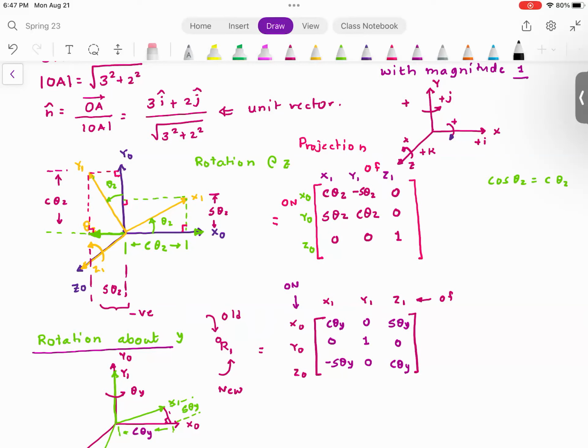So once again, before I proceed any further, even if you don't remember rotation about y, rotation about x, is everyone comfortable with rotation about z? Cosine theta, minus sine theta, sine theta, cosine theta, and 1.